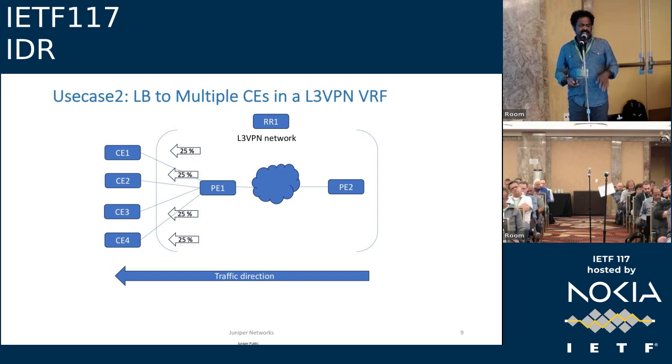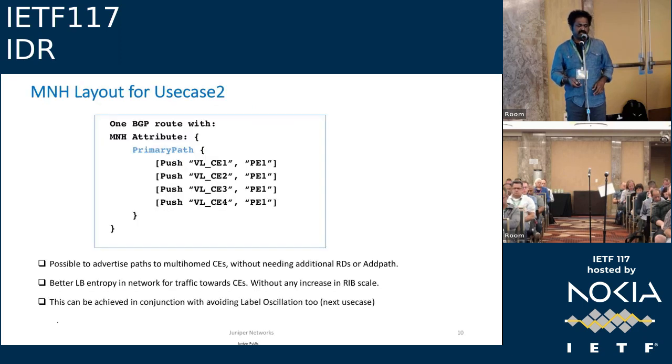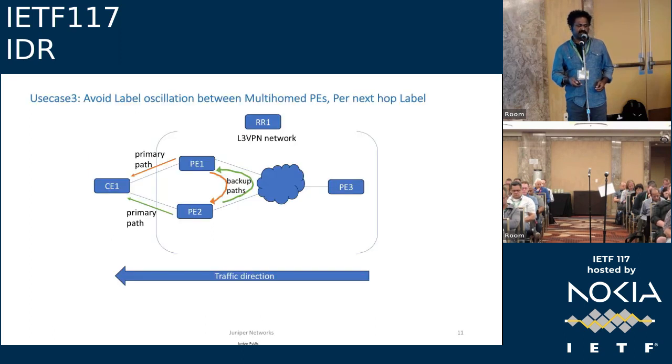And this is a similar scenario for L3 VPN CEs. Today we cannot even express these things unless we use unique RDs and add-path, which again increases the scale. So here the PE can express load balancing towards multiple CEs by using the MNH, by just advertising multiple labeled next hops in the same BGP route.